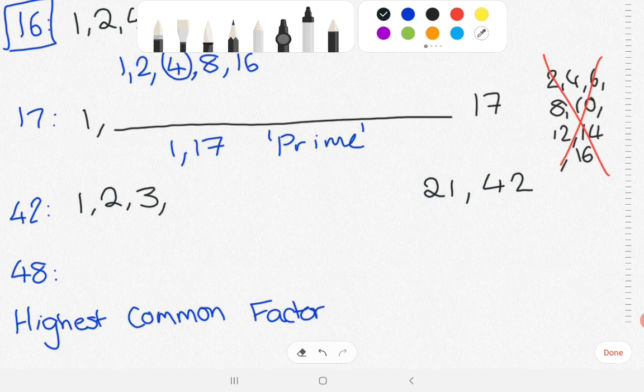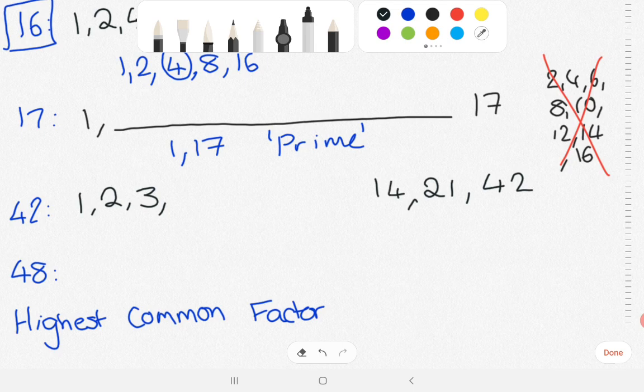Next would be 3. Is 42 in the 3 times table? Now, let's not start at 3. Let's start at 3 tens are 30. So 3 11s would be 33. 3 12s would be 36. 3 13s would be 39. 3 14s would be 42. Now that's quite a tricky one.